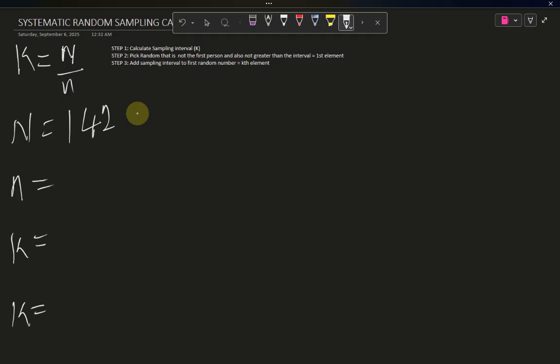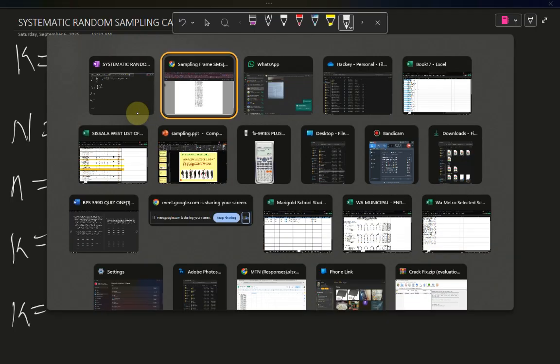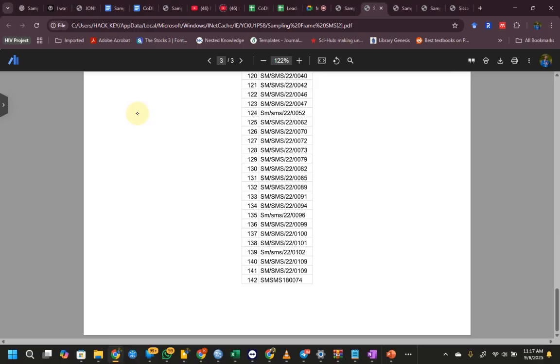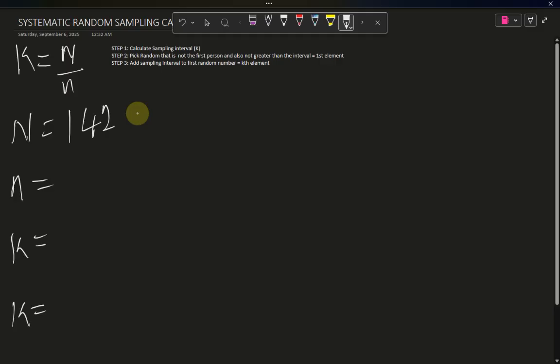The small n, which was the sample size we determined using Cressy. Now, let's use the 10% sample size. 0.1 times 142 was 14.2, so rounding it off was 14. Please, do you understand?